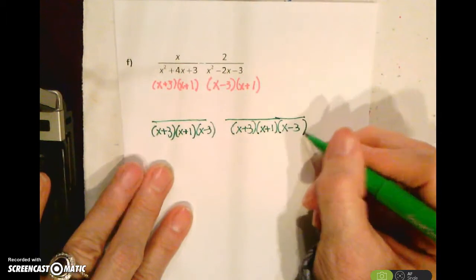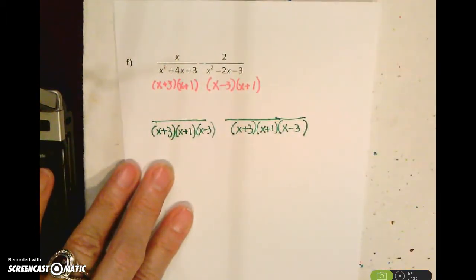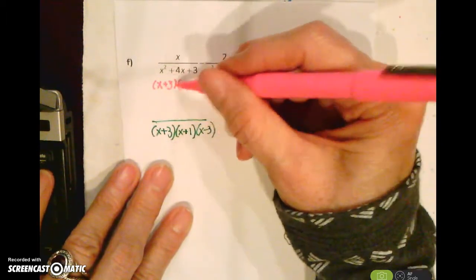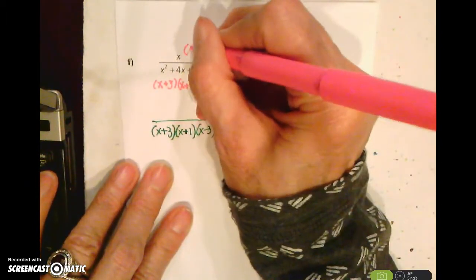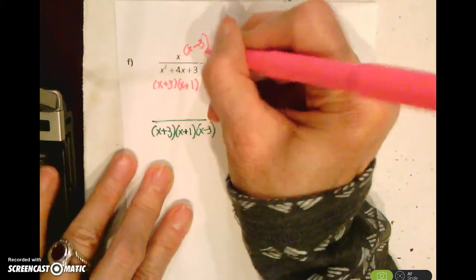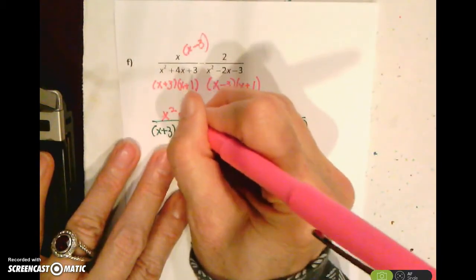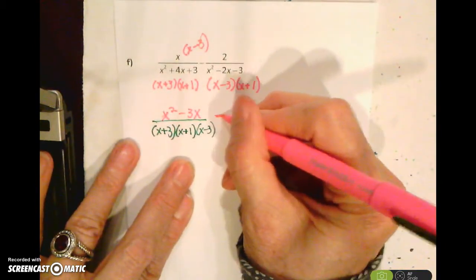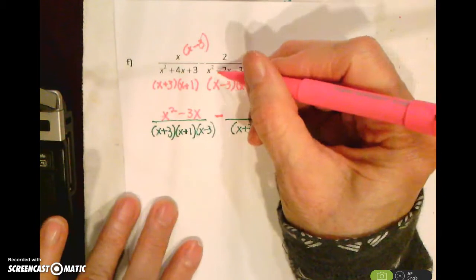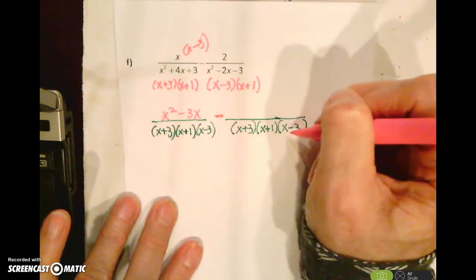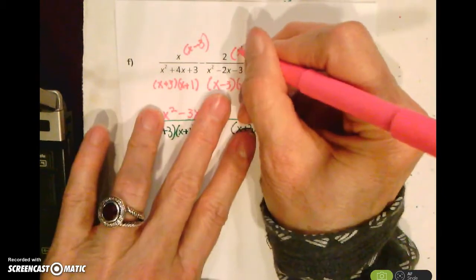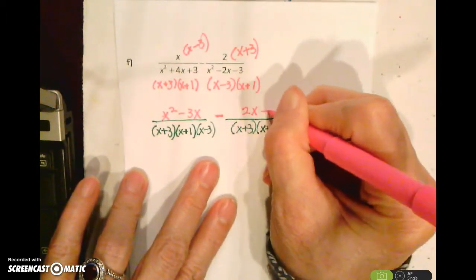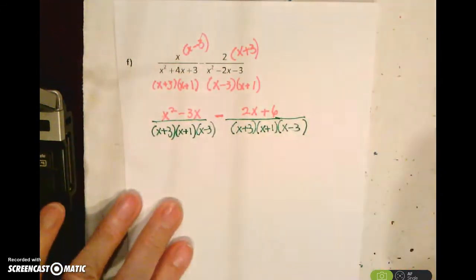All right, so now I'm going to change my numerator. For the first one, I am lacking the x minus 3. So that's going to give me x squared minus 3x in my numerator, and I've got a minus. Then on my second fraction, I am lacking the x plus 3. So we'll put the x plus 3 here and distribute and get 2x plus 6.